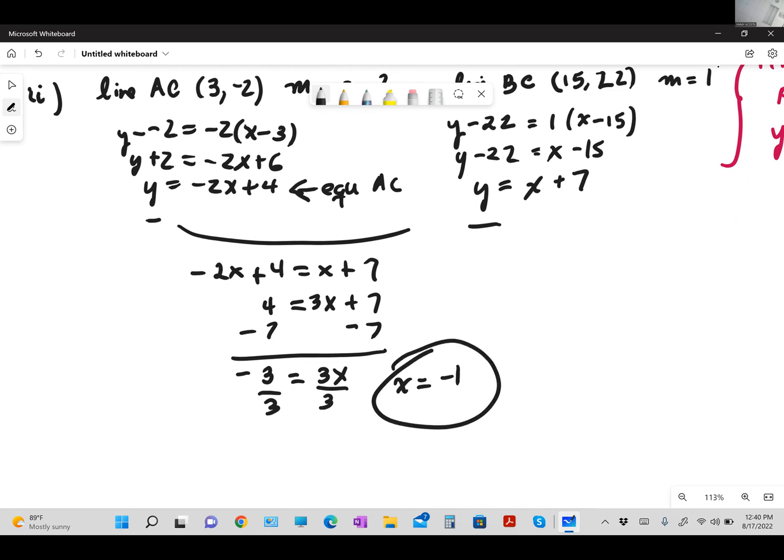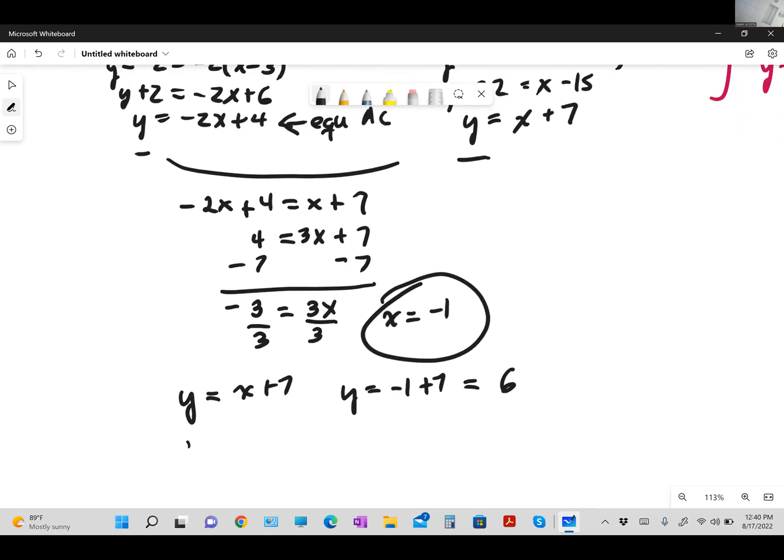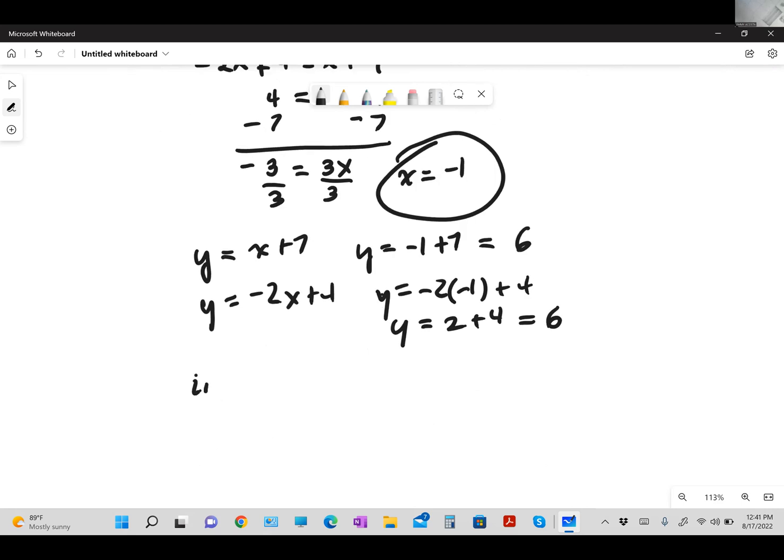And now all you do is take this and substitute it into any one of those. I'll pick the first one. If it's y equals x plus 7 and I substitute in there, y equals negative 1 plus 7, and guess what you get? 6. If you do the other one, y equals negative 2x plus 4, so y equals negative 2 times negative 1 plus 4, you get 2 plus 4, which equals 6. So what is your intersection point? Negative 1, 6.